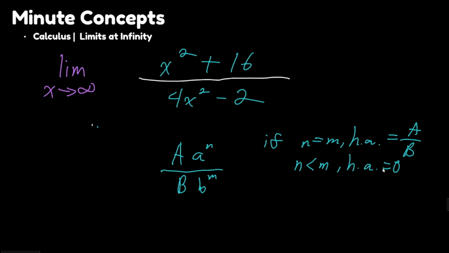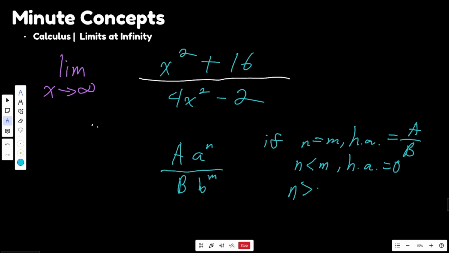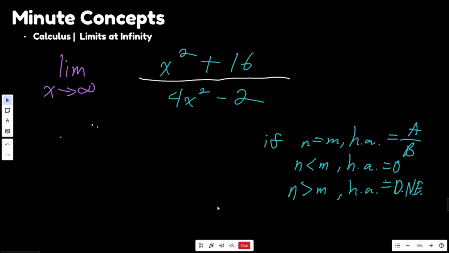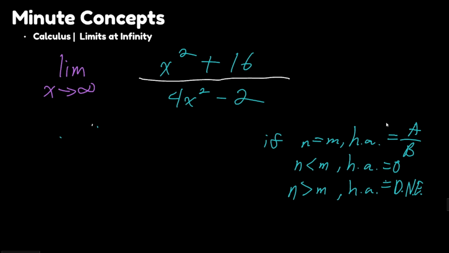And if the degree of the numerator is greater than the denominator, then that means we have no horizontal asymptote. So there, it equals does not exist. Now, how do we use this logic in this type of expression? Remembering this, if n is equal to m, the horizontal asymptote is equal to a over b. And we know that the limit as x approaches infinity is going to be equal to the horizontal asymptote.